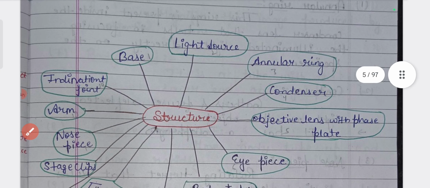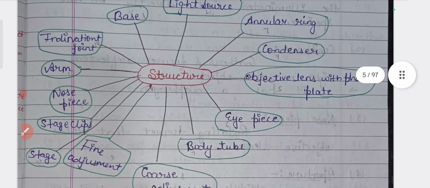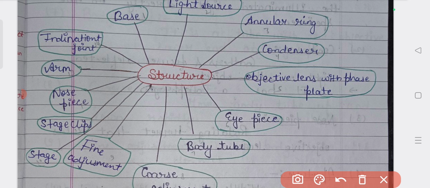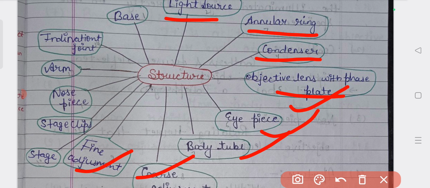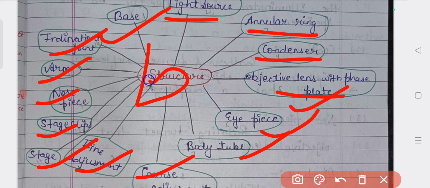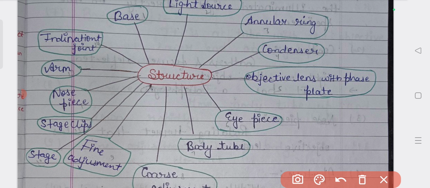Then the diagrammatic representation of the structure of the microscope. Basically, if you are asked to write a note on the structure of the phase contrast microscope, you will draw this particular labeled diagram. So it has a light source, annular ring, condenser lens, then the objective lens which has a phase shift plate which plays an important role, then eyepiece, body tube, coarse adjustment, fine adjustment, stage, stage clips, nose piece, arm, inclination joint, and base which holds the microscope tight. These are all the structures which you have seen in a basic light microscope. The major difference lies in the presence of the phase plate.